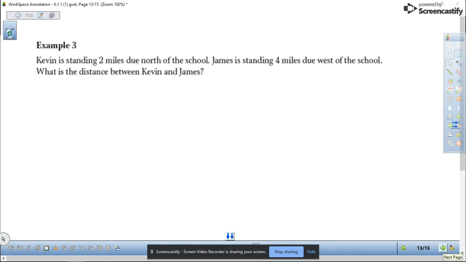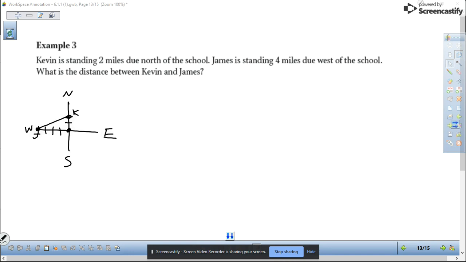All right, Kevin is standing 2 miles due north of school. James is standing 4 miles due west of school. What's the distance between them? Very quickly, north, west, east, south. If I'm here in the middle, it doesn't tell me where I'm at. It just gives me a random point, so I might as well use the origin. Kevin is standing 2 miles due north, so 1, 2. So that is Kevin. And then James is due west, 4. 1, 2, 3, 4. So that's J.